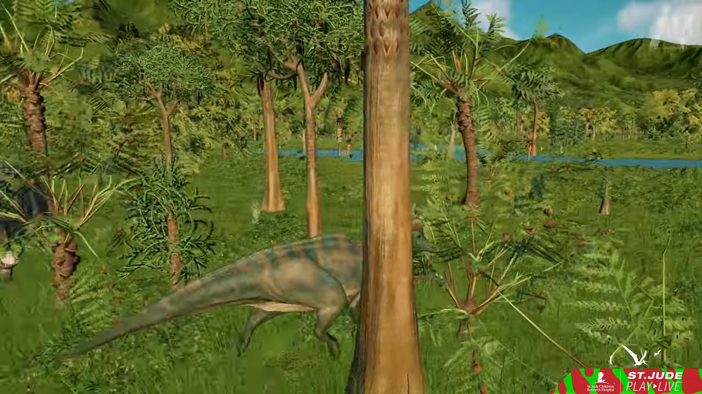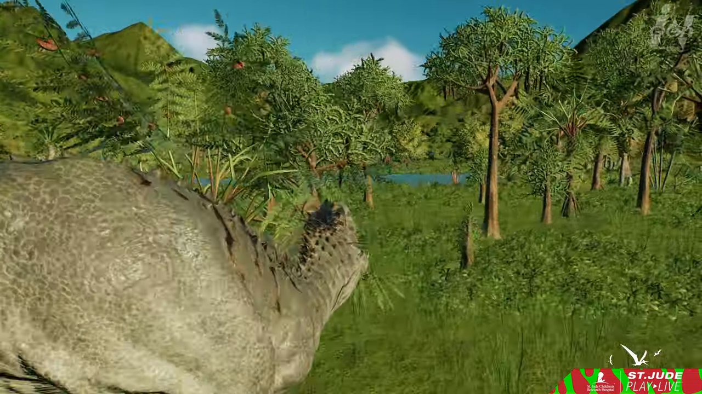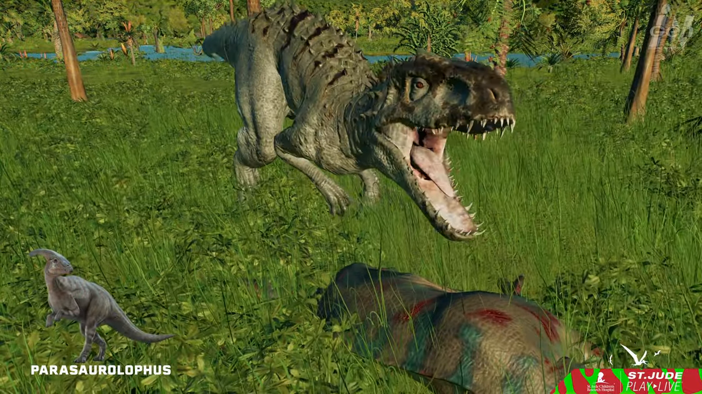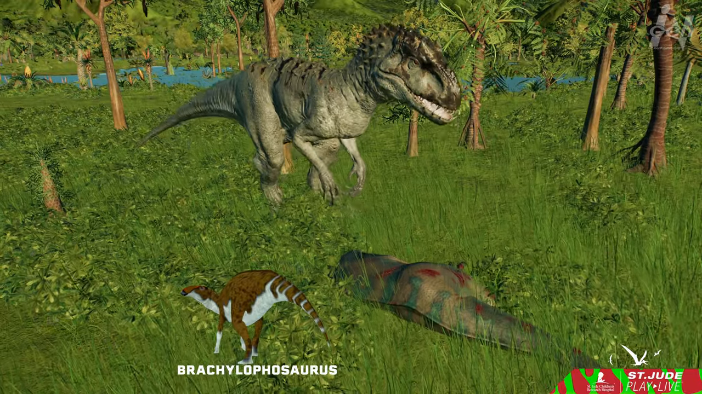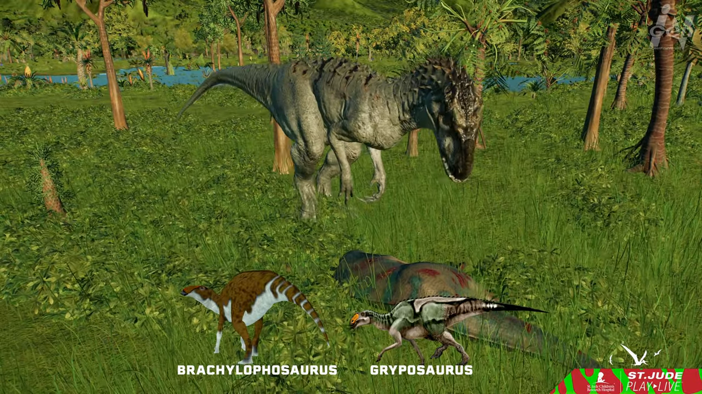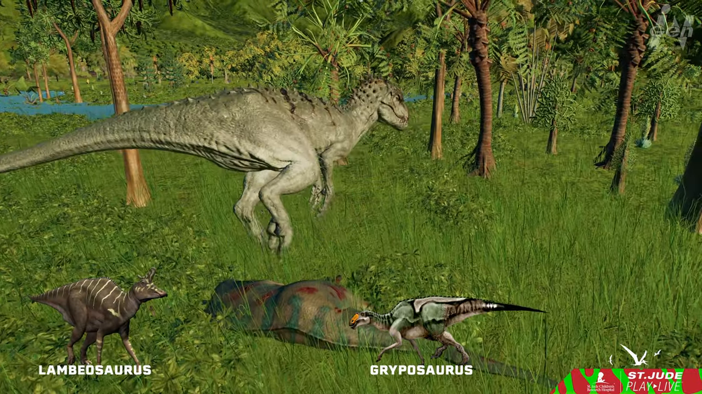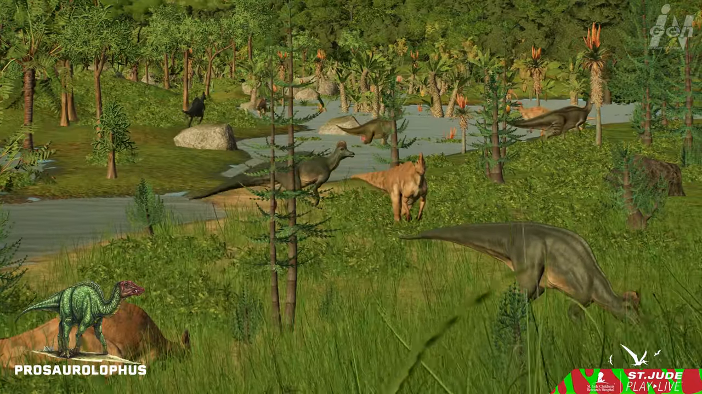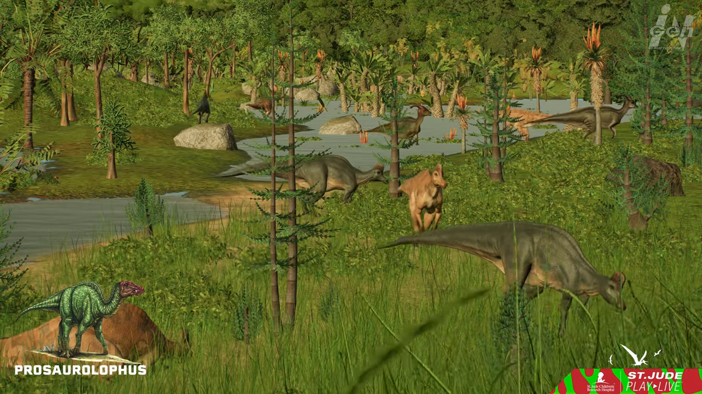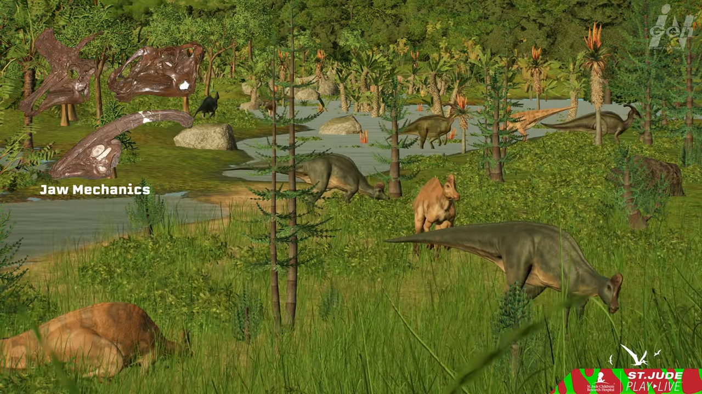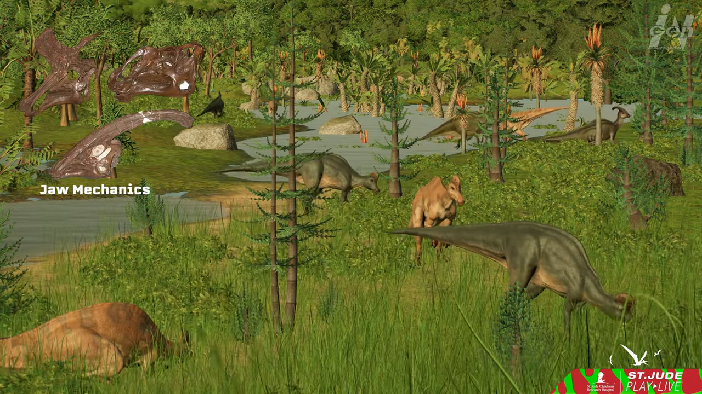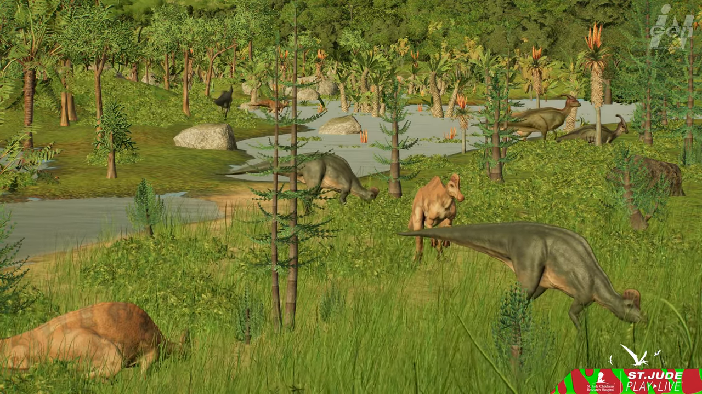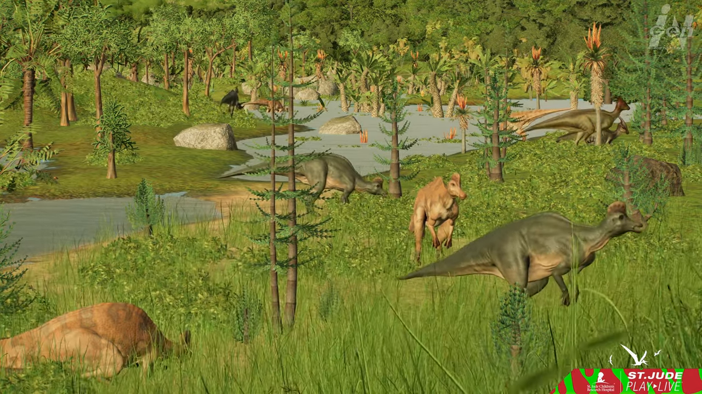Corythosaurus lived in the forests of North America, coexisting with other large hadrosaurs, including the long-crested Parasaurolophus, the short-crested Brachylophosaurus, and the hook-nosed Gryphosaurus. You also had Lambiosaurus, which was named after Lawrence Lamb, and the small-crested Procerolophus. Studies of the jaw anatomies and mechanics of these hadrosaurs suggest that they all occupied slightly different ecological niches in order to avoid direct competition for food in such a crowded ecospace.